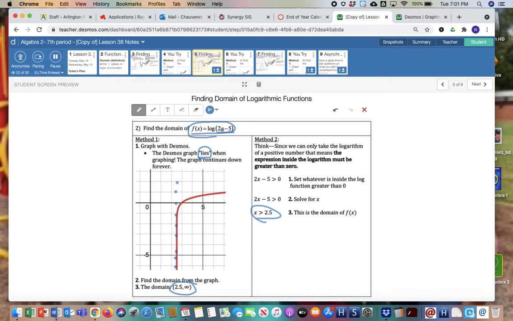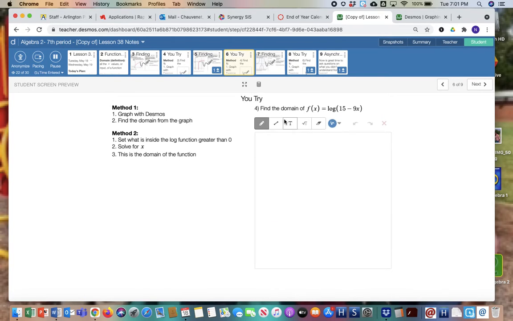Again, let's show it. Here I've got the log of 15 minus 9x. I'm going to type that in: 15 minus 9x, and that has to be greater than 0. Now my algebra steps are to subtract 15 from both sides. When I do that, I get negative 9x is greater than negative 15.